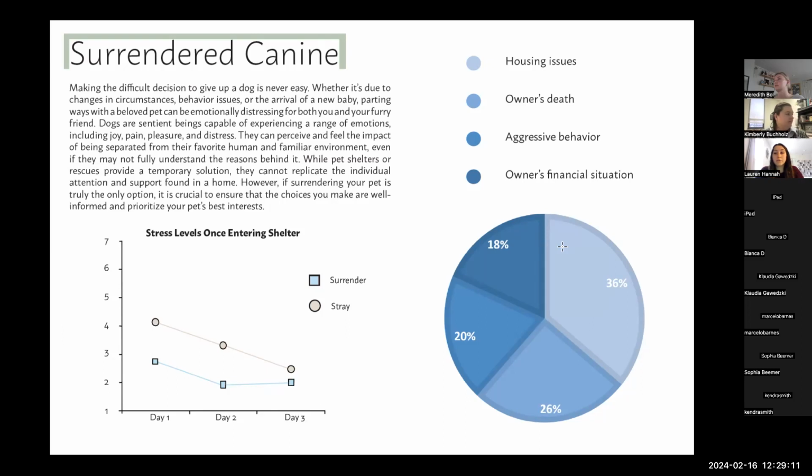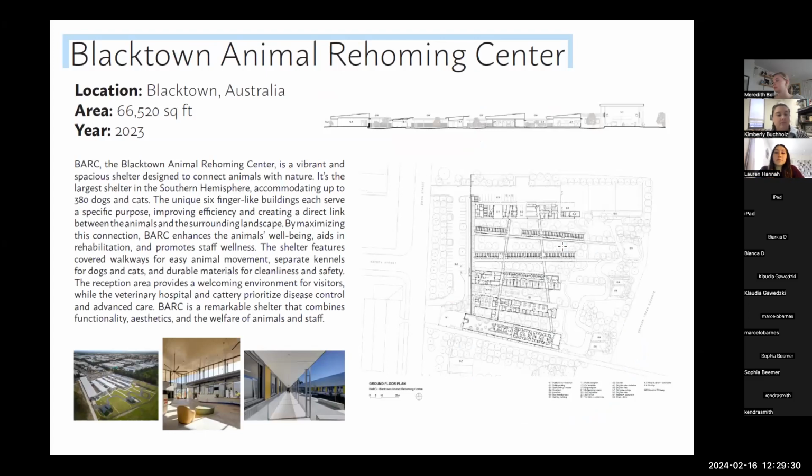But the diagram on the right obviously shows that there are issues that are out of their control, such as housing issues, owner's death, aggressive behavior, and the owner's financial situation. And this can cause a lot of stress on the animals because they're being separated from the people that they've always known. So going into some of my precedent studies, this one is the Blacktown Animal Rehoming Centre.